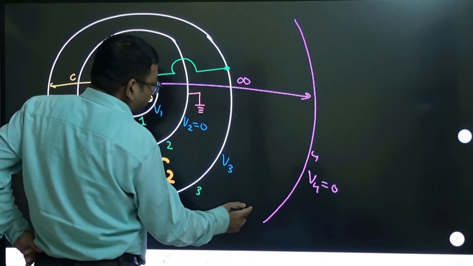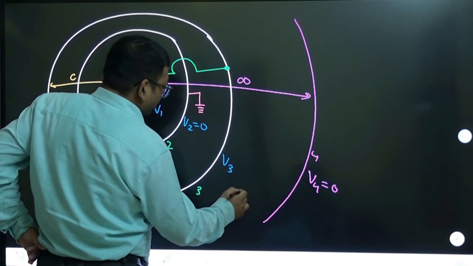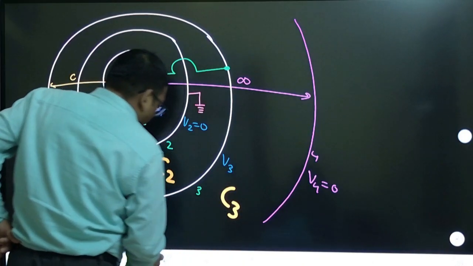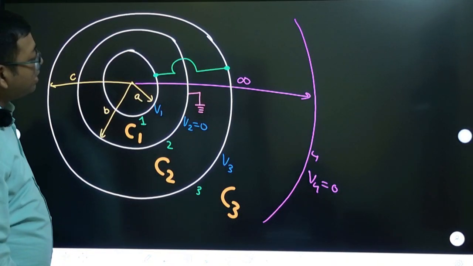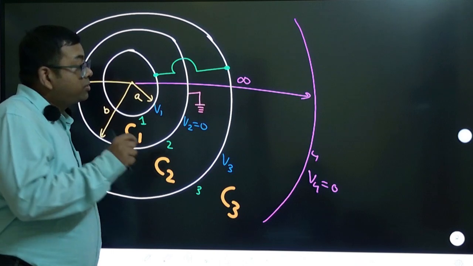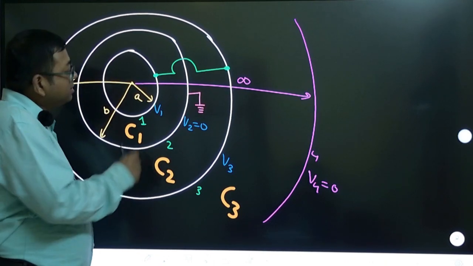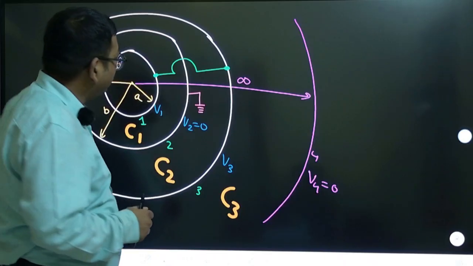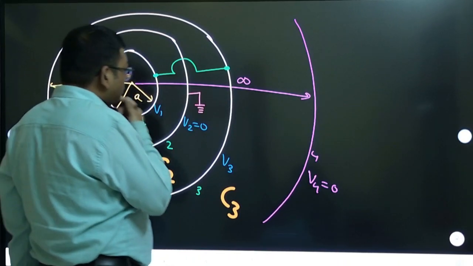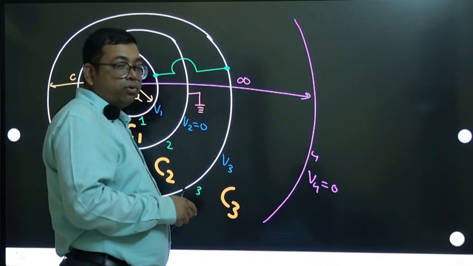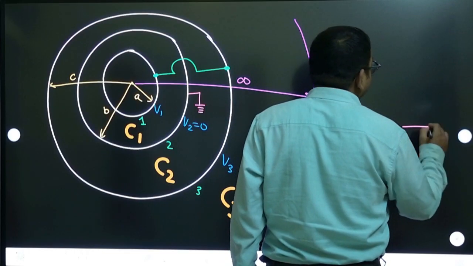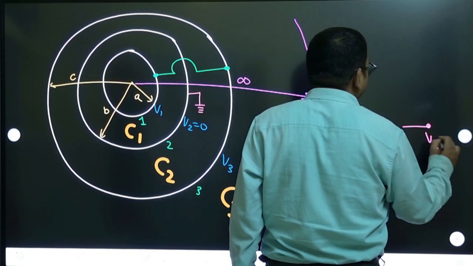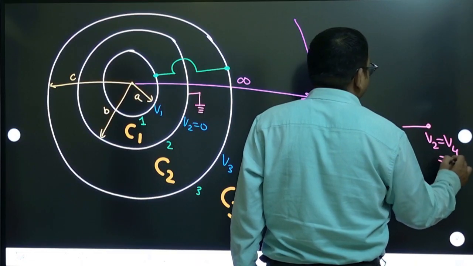Between the third and the fourth, C3. So now there are three capacitances here. We want to find the equivalent here. So what I told you: draw an equivalent circuit considering them as parallel plate capacitors. So V2 and V4 are equal. Let us draw this point as V2 and V4, which are equal to 0.